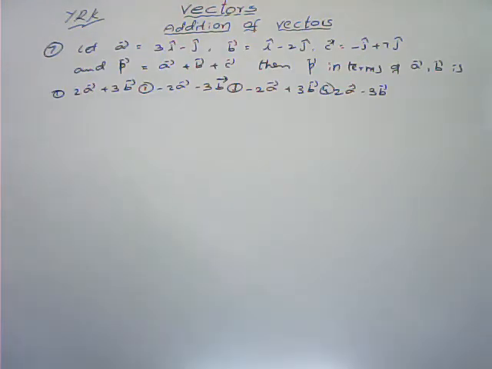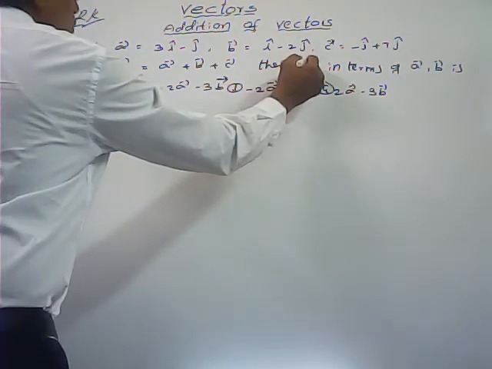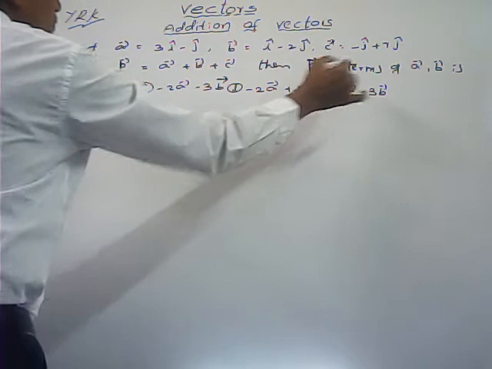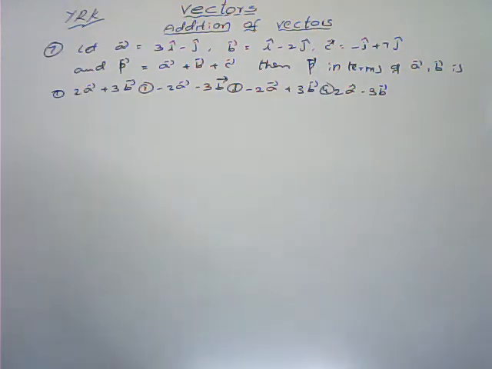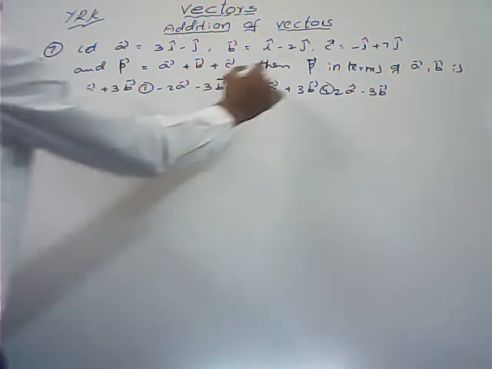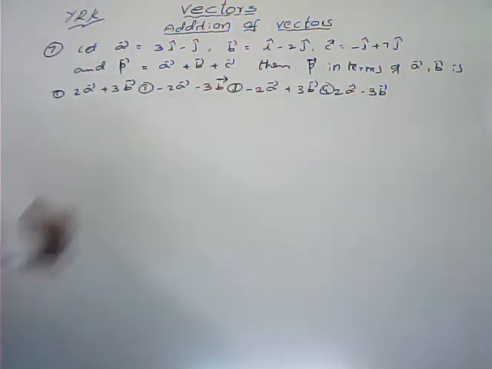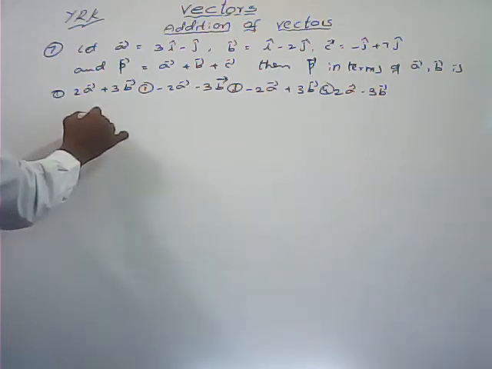Next one. Let A bar, B bar, C bar, 3 vectors be given, and P bar is equal to A bar plus B bar plus C bar. Then here we have to express P bar in terms of A bar and B bar. Here these are the options. Now P bar, how to write in terms of A bar and B bar? That one I am writing here.